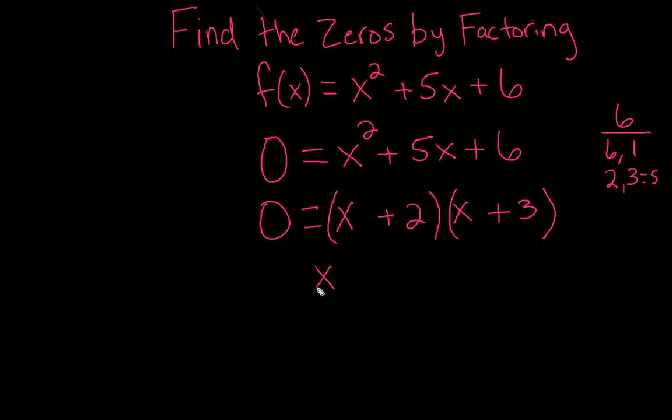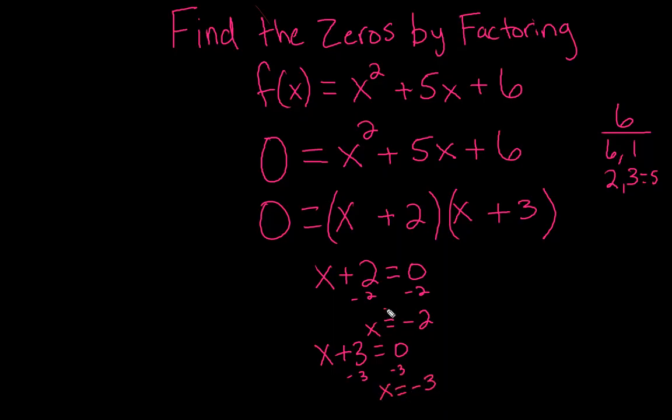So if we have x plus 2 equals 0, and we solve for x, we just subtract 2 from both sides. That gives us x equals negative 2. And if we set x plus 3 equal to 0 and solve for x, we subtract 3 on both sides, and then we have x equals negative 3. And those are our zeros. If we plugged in negative 2 or negative 3 into this original polynomial, the entire function would equal 0.